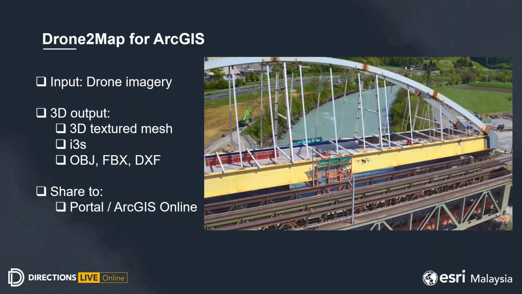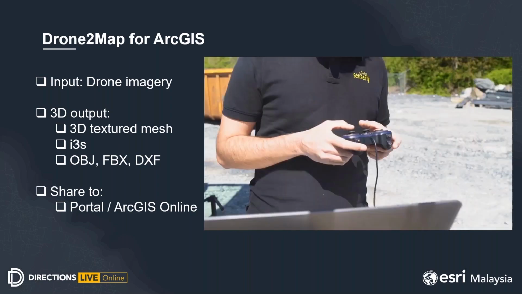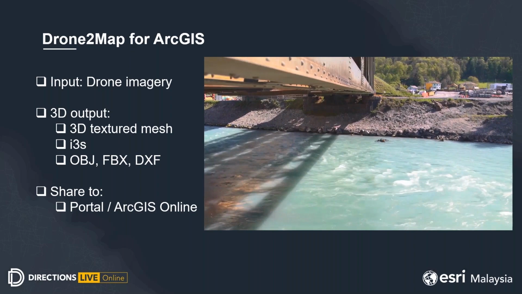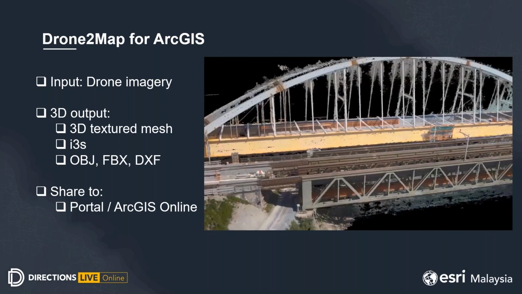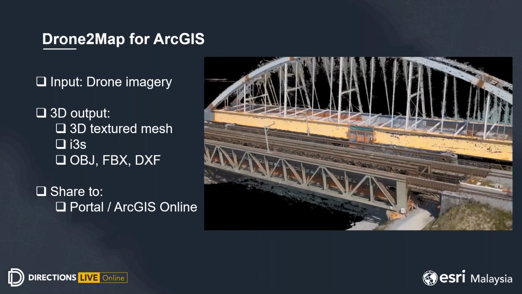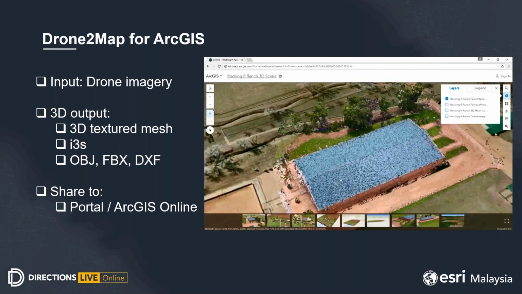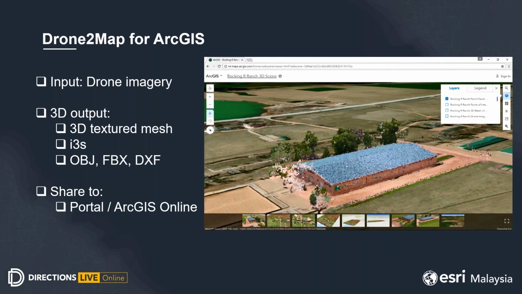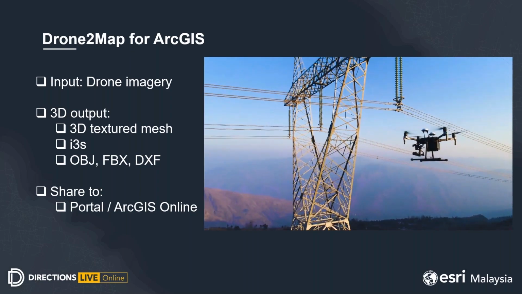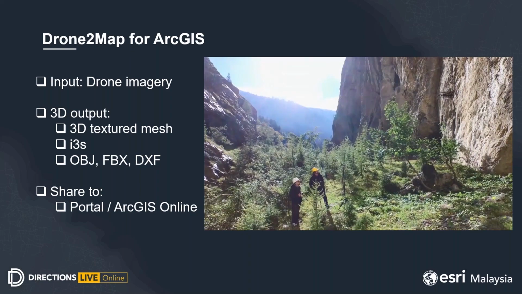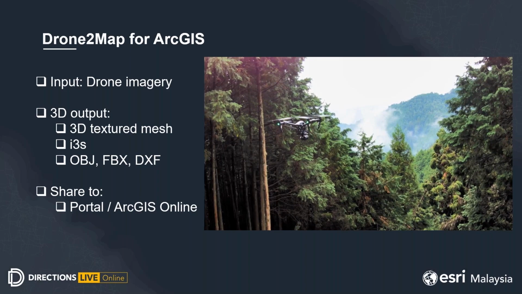It can be exported as an I3S or SLPK, which we will talk about a bit later. It could also be exported as an OBJ, FBX, or DXF file and used, say, in CAD software. Drone2Map can also publish the data directly to Portal for ArcGIS or ArcGIS Online.